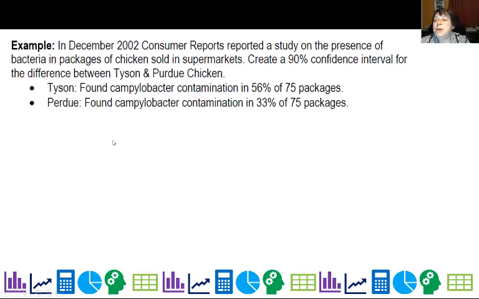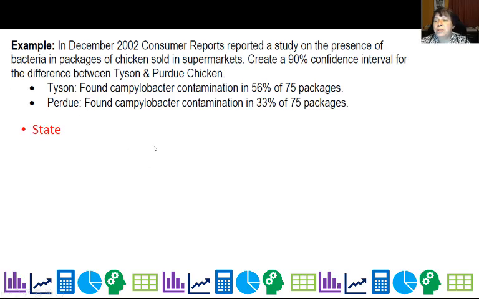In December 2002, Consumer Reports reported a study on the presence of bacteria in packages of chicken sold in supermarkets. Go ahead and create a 90% confidence interval for the difference in contamination between Tyson and Purdue chicken. So Tyson found Campylobacter contamination in 56% of 75 packages. Purdue found it in 33% of 75 packages.